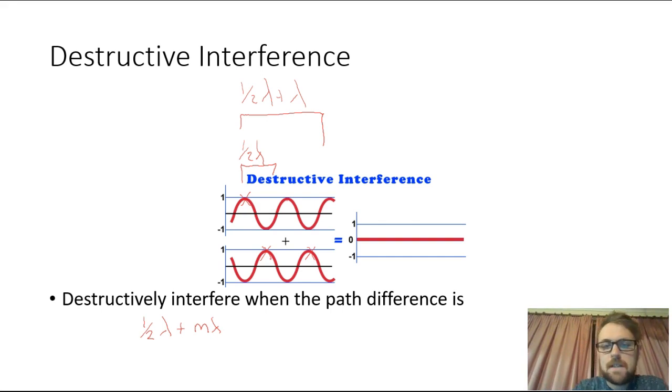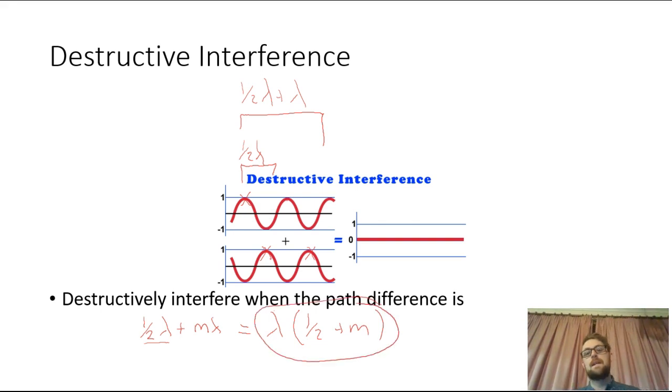But that's a bit messy, and we don't like that. What we realize is there's a lambda, a wavelength, in both of these. So if we factorize that out, we're left with half lambda plus m lambda, which is (m + 1/2) lambda. And this is the same thing. So this is what we say the path difference has to be. And this is going to be really, really important in our next little section.